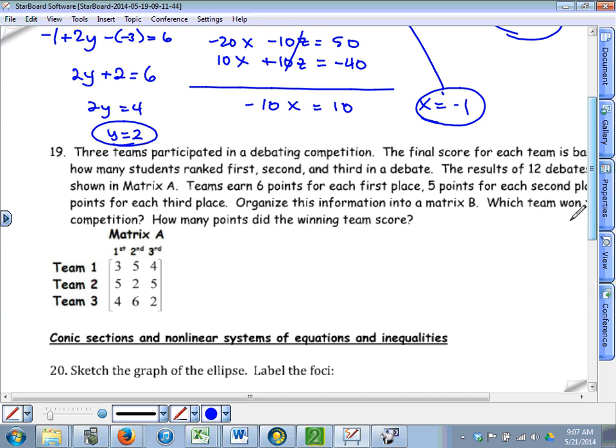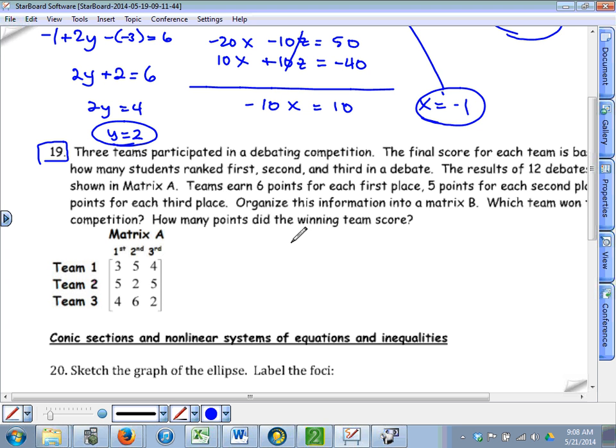Okay, moving on, number 19. This is one you're going to want to pay attention to, because it's something we learned, it's just slightly different than how we learned it. So 3 teams participated in the competition. Final scores are right here. Team 1 had 3 first places, 5 second places, and 4 third places. Do you understand how I'm reading this? Team 2 had 5 first places, 2 second places, and 5 third places, and so on and so on.